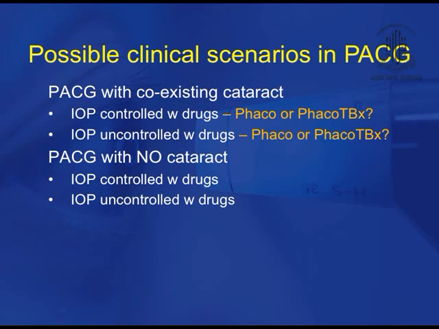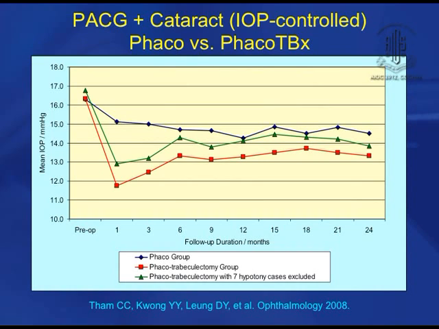Now, first look at the situation when the intraocular pressure is controlled with drugs, and what should we do? Should we do cataract extraction or should we do combined surgery? This graph best summarizes the results from a randomized controlled trial that we performed in Hong Kong on PACG patients that are medically controlled and with cataract.